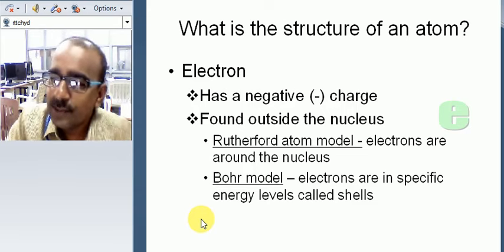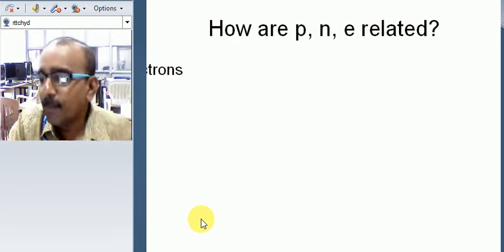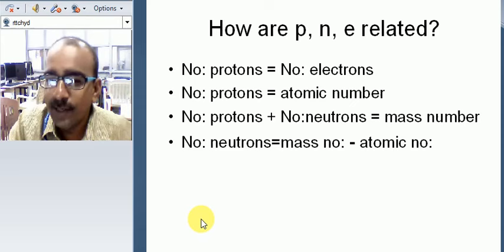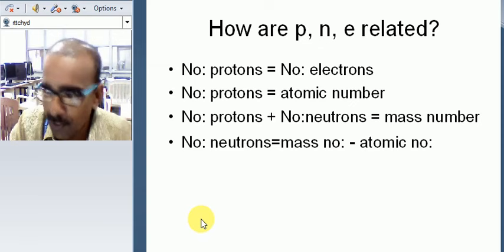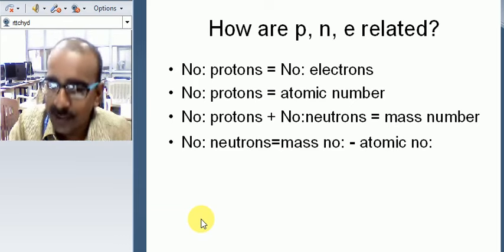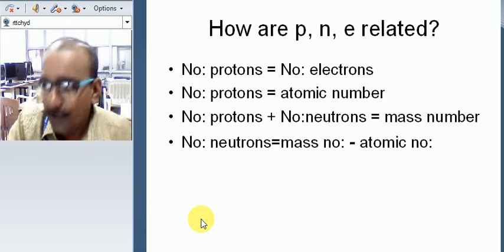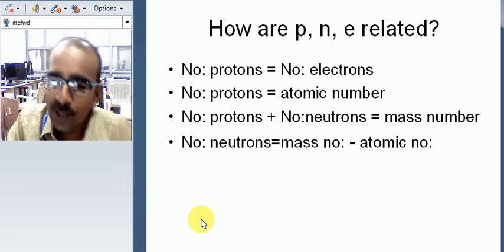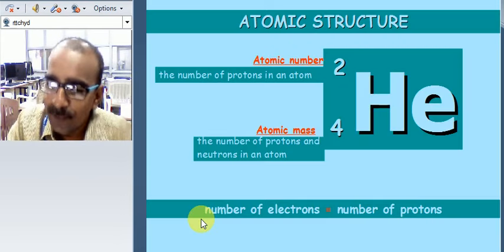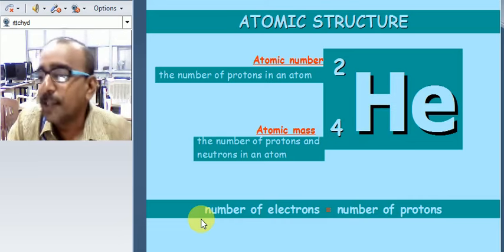Then comes the atomic number, the mass number, and how to determine the number of neutrons. From this slide you can see helium represented by its atomic number and mass number. The difference between the mass number and the atomic number gives us the number of neutrons. Generally, it is assumed that the number of neutrons and the number of protons are almost equal. The electronic configuration, which is based on Pauli's exclusion principle, is shown on the next slide.